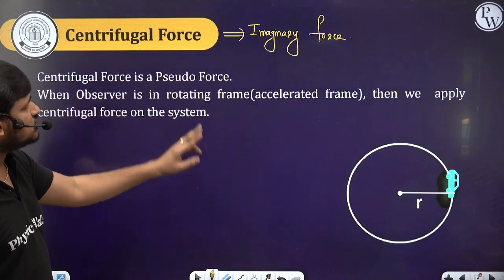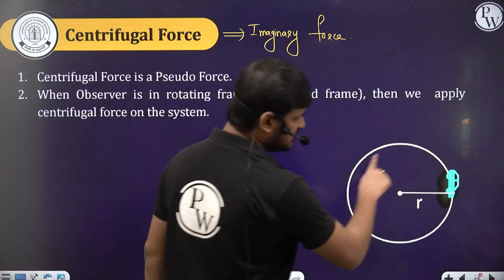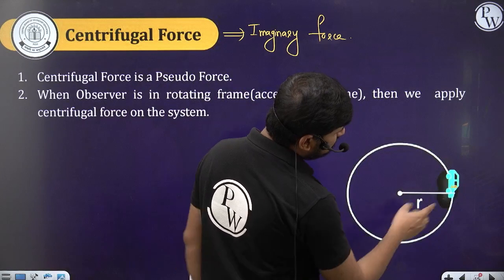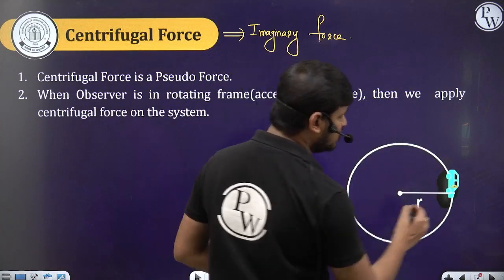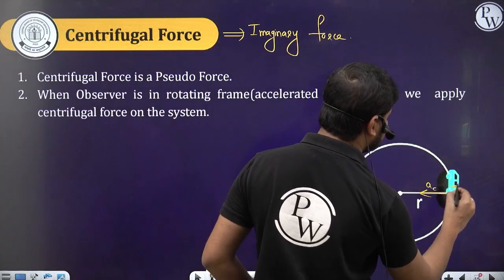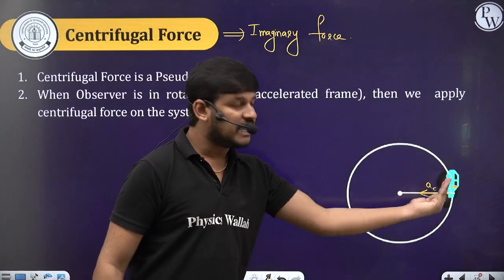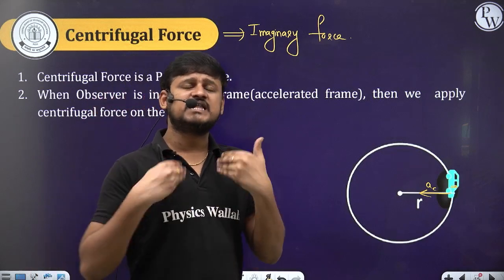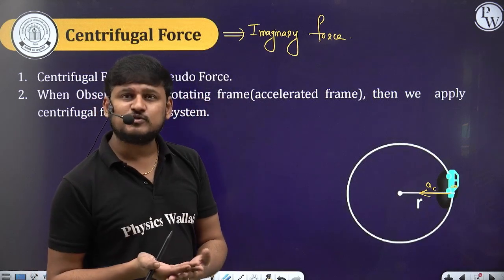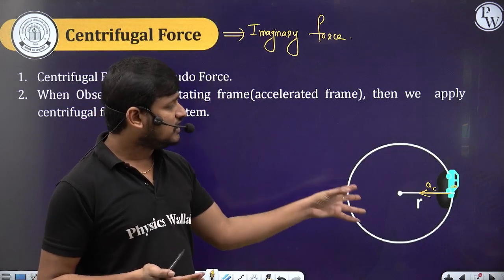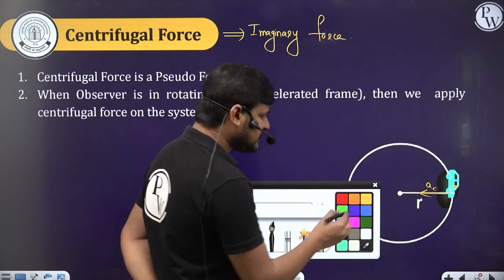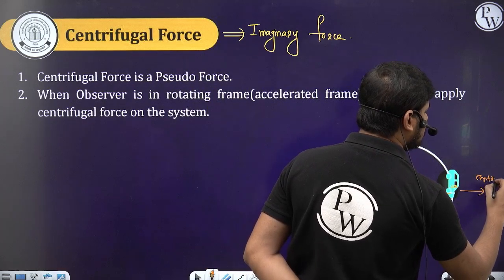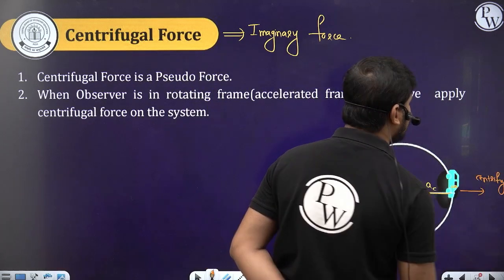When the observer is rotating in the accelerated frame, let's suppose this is a circular path, and the observer is inside this car. That means the observer is in the accelerated frame, because there is the centripetal acceleration acting on the person, which is towards the center. Whenever the observer is in the accelerated frame, as in the Newton's laws of motion we studied, the opposite force that acts is the centrifugal force. Here the centrifugal force should act on the person.